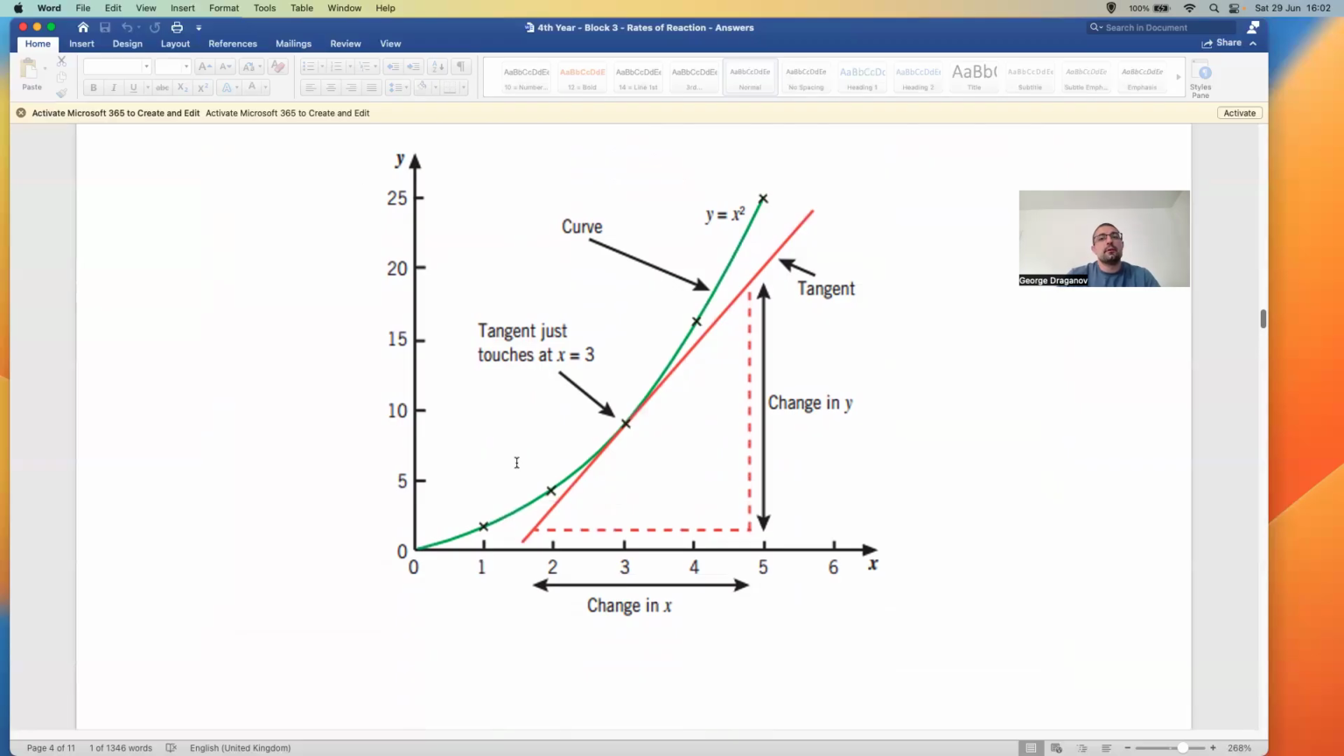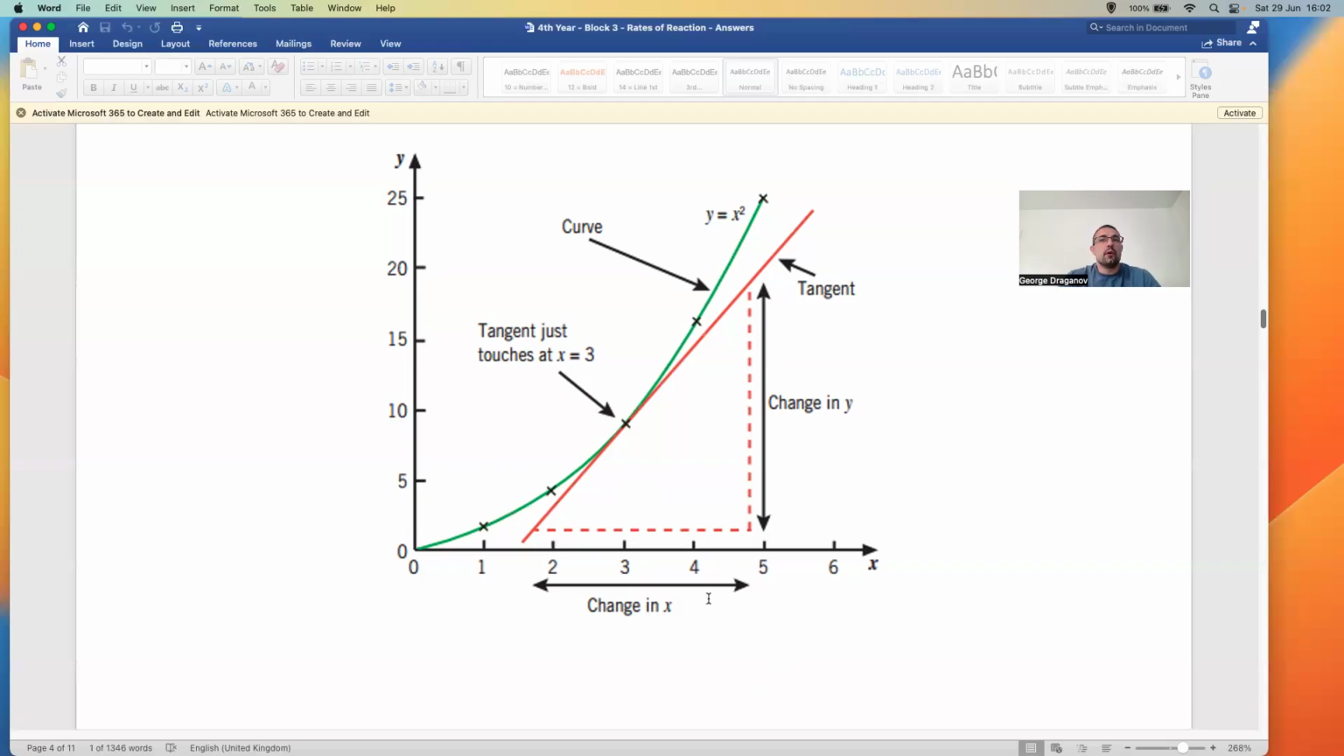So this is a bit of maths. If someone wants you to find the rate at, say, 3 seconds, you look at 3 and you would plot a line that touches 3, as close as possible to the curve. Then you draw yourself a right-angled triangle, making it as big as possible using exact squares on your graph paper. And then you measure your change in y by subtracting this number minus this number. Then the change in x by doing this number take away this number.